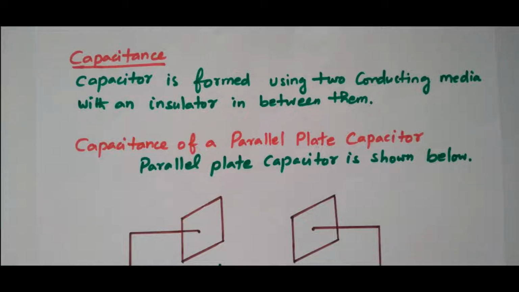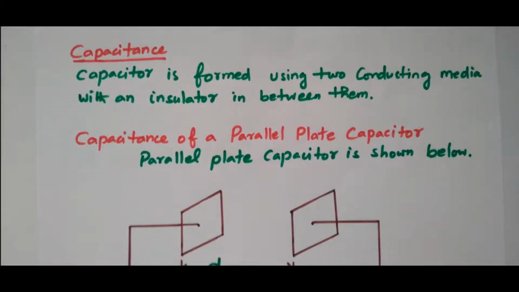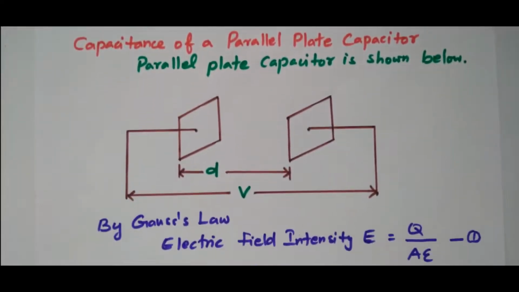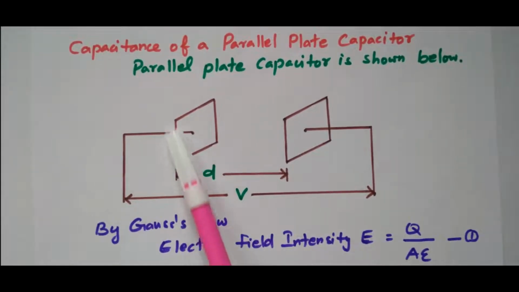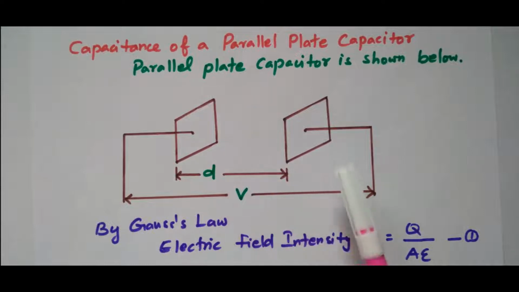First we will see the capacitance of a parallel plate capacitor. There are various types of capacitors available. First we will see what is the expression for capacitance in the case of a parallel plate capacitor. This parallel plate capacitor is shown in the diagram. Two plates are available, plate 1 and plate 2, placed parallel. The dielectric is available in between the parallel plates.